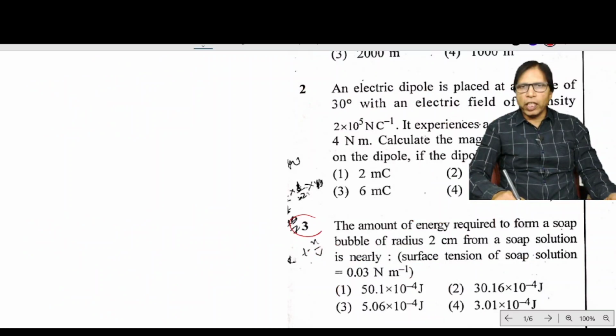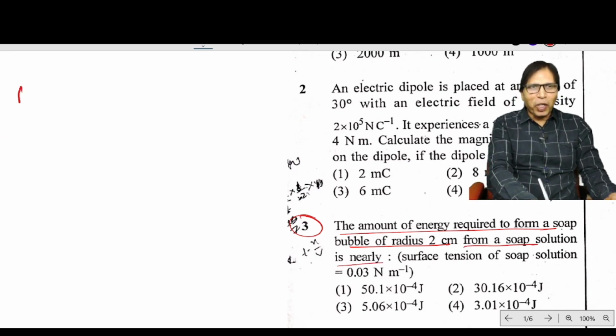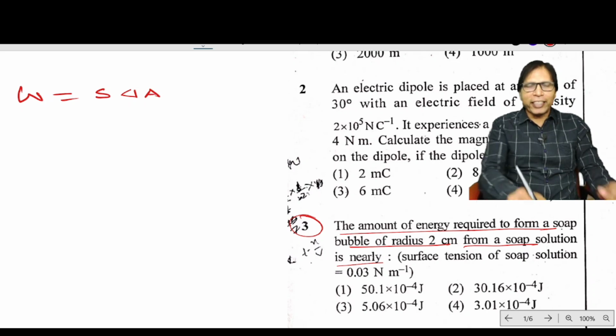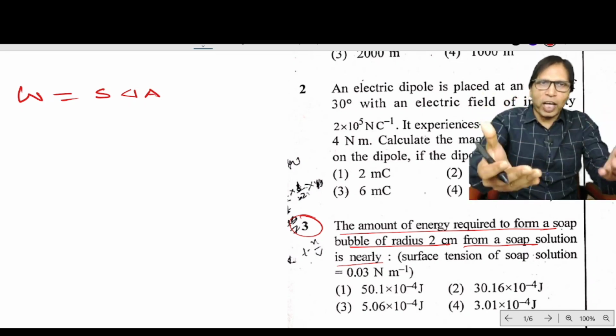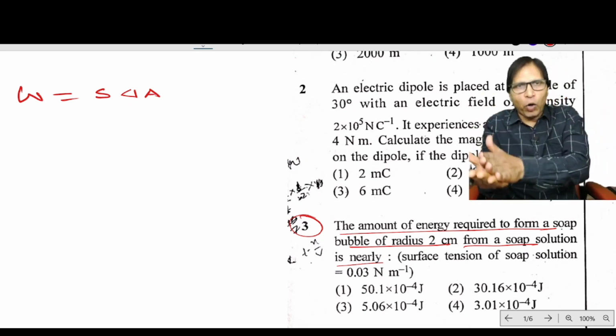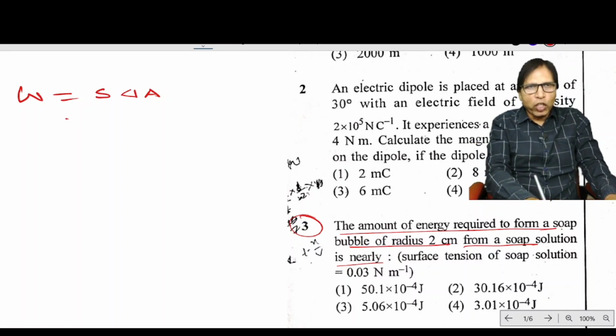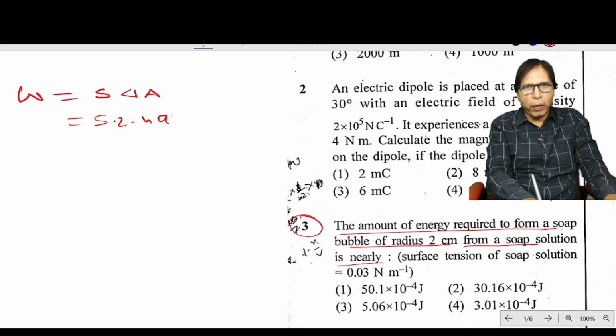Okay, question number 3. The amount of energy required to form a soap bubble of radius 2 centimeter from a soap solution is nearly? The amount of work done is equal to surface tension into increase of surface area. Soap solution has two surfaces, inner surface and outer surface. So this is S into 2 into 4 pi r square.